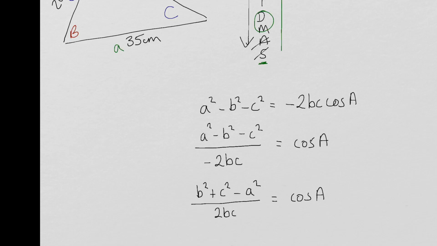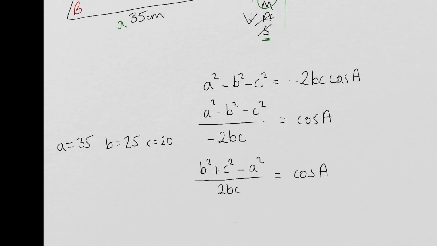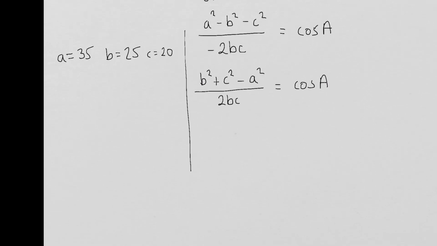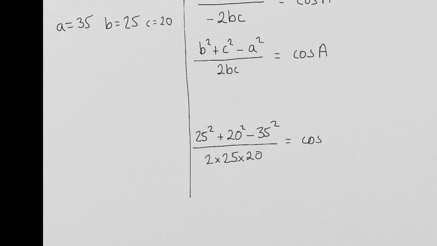So let's go back to our question and have a look at the values that we've got there. So I know that A is 35, B is 25, and for C we've got 20 there. So I'm going to use those now in this formula. I'll just put a line there to keep it nice and tidy. So 25 squared plus 20 squared minus 35 squared, all over 2 times 25 times 20. That's equivalent to cosine of A.